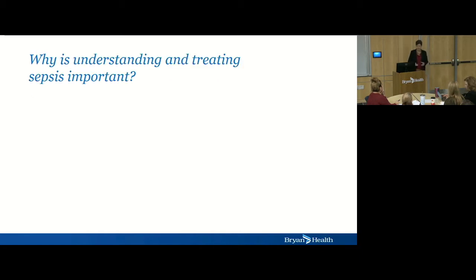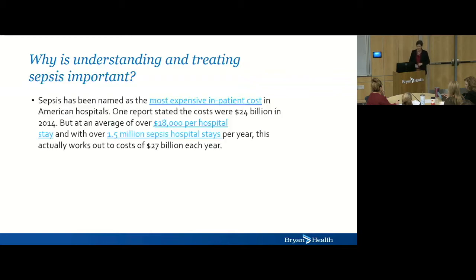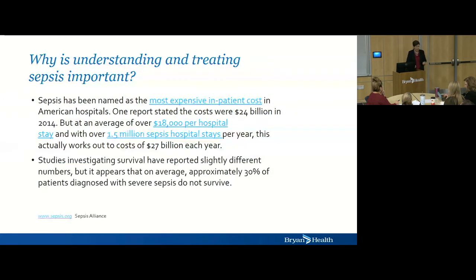So why is understanding and treating sepsis important? And I think in this crowd, I probably don't need to talk about this much, or you wouldn't be here if you didn't know the answer to this question. But some obvious statistics: it's very expensive, costs a lot of money to treat these patients. And more importantly, there's a really high mortality rate to this condition. So the better we manage it, the sooner we recognize it and treat it appropriately, the better the patient outcomes are.